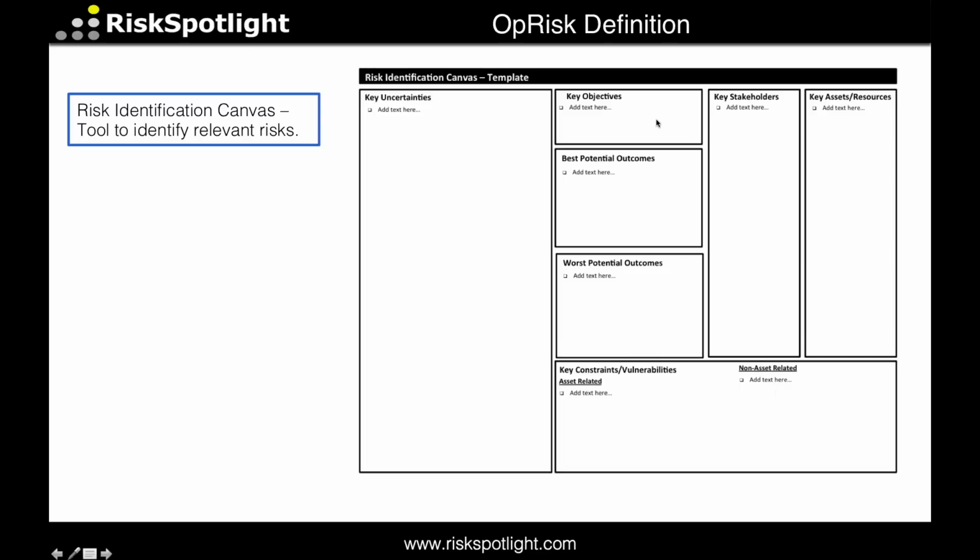So we identify some of those constraints and vulnerabilities, and the reason we're doing all that is so that we can then identify all the uncertainties, and those uncertainties are what then will become operational risks we can then go and assess and analyze as part of risk management.